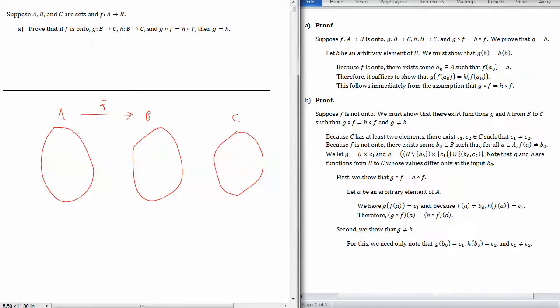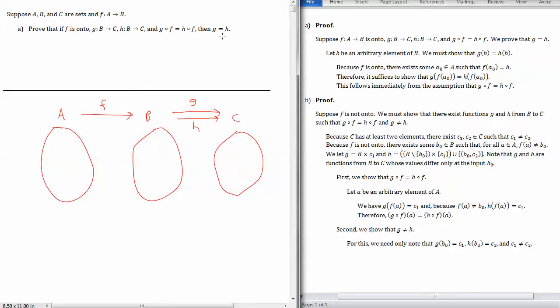Prove that if f is onto, and g and h are both functions from B to C, so we've got two functions going on here, g and h, and moreover, if the composition of g with f is equal to the composition of h with f, then g and h actually have to be equal.